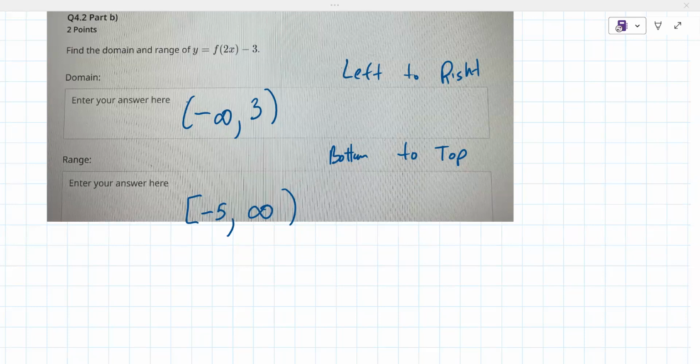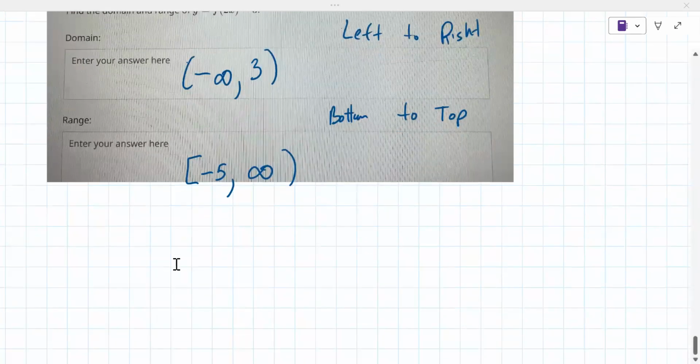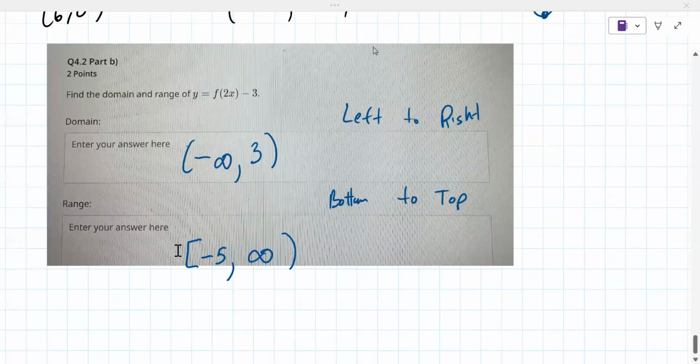So parts C and D probably will go a little faster. It's the same type of problem. We're going to basically do the exact same steps. We're going to take the points, transform them, graph them, and then state the domain and range. So let me know when we can do that.